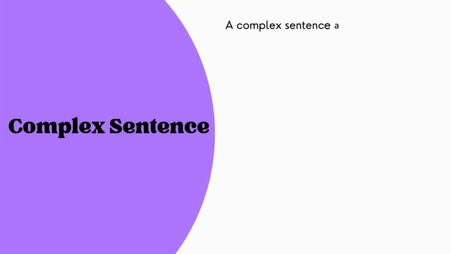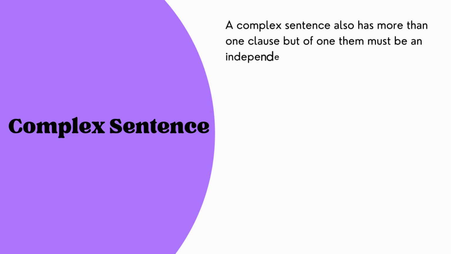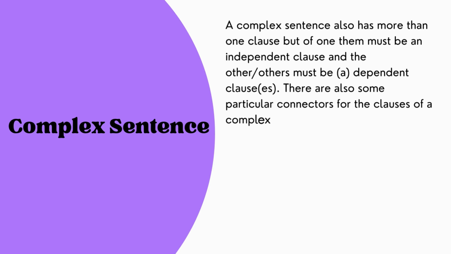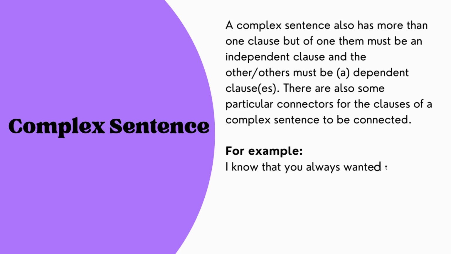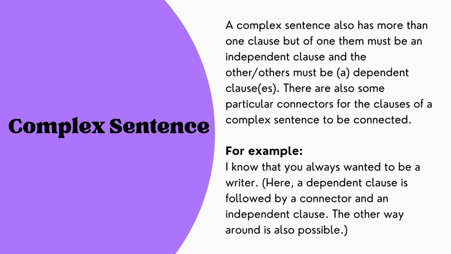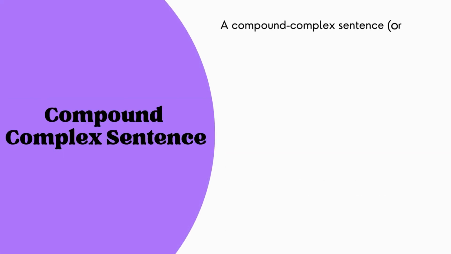Complex sentence. A complex sentence also has more than one clause, but one of them must be an independent clause and the others must be dependent clauses. There are also some particular connectors for the clauses of a complex sentence to be connected. For example, I know that you always wanted to be a writer. Here, a dependent clause is followed by a connector and an independent clause. The other way around is also possible.